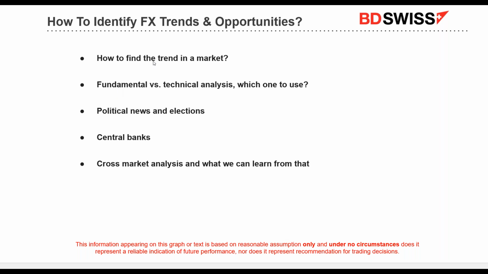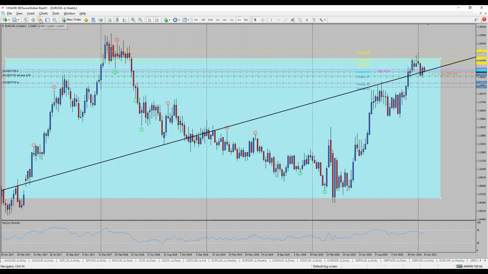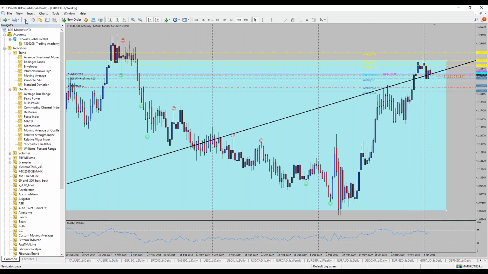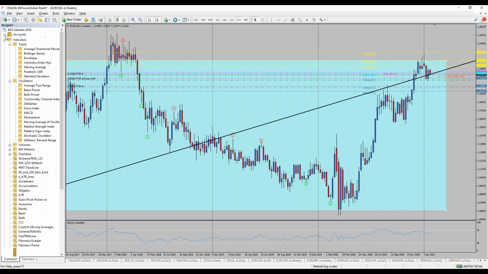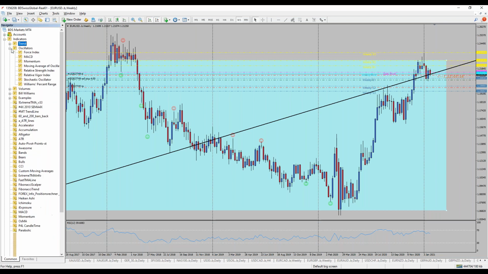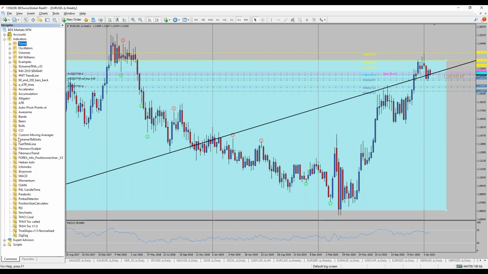But back to the trend here as well, and one of the easy automated ways of finding a trend is simply by using moving averages. If you're clicking here on this navigator box, you have first your account, and then you have the different indicators here among lots of other things. Maybe you have some indicators which you copied into your account.